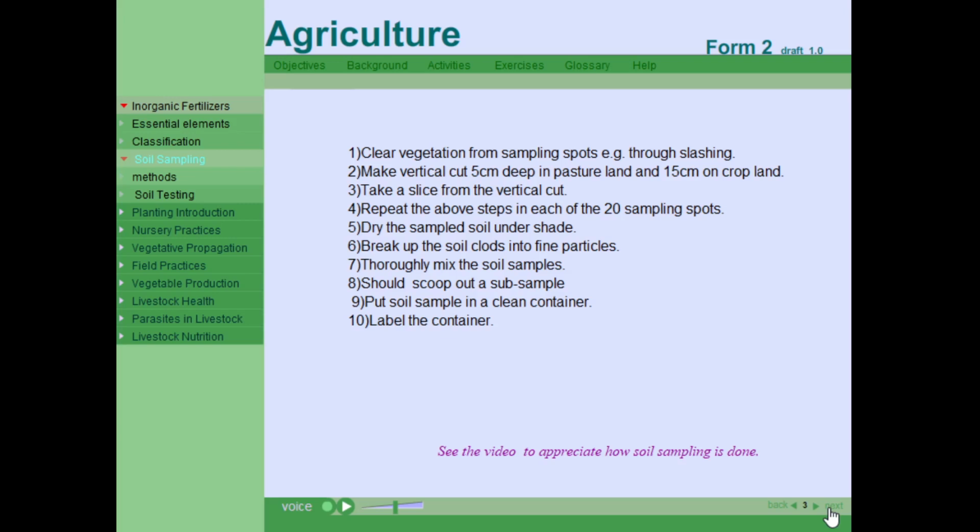Dry the sampled soil under shade. Break up the soil clods into fine particles. Thoroughly mix the soil samples. Put soil sample in a clean container. Label the container.